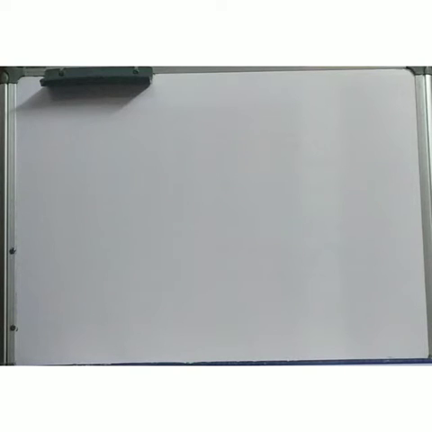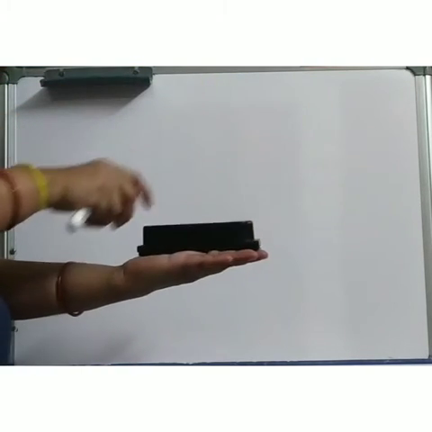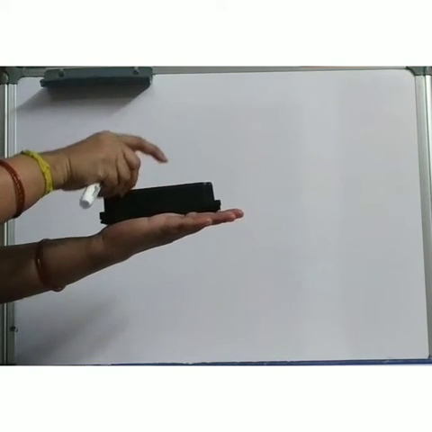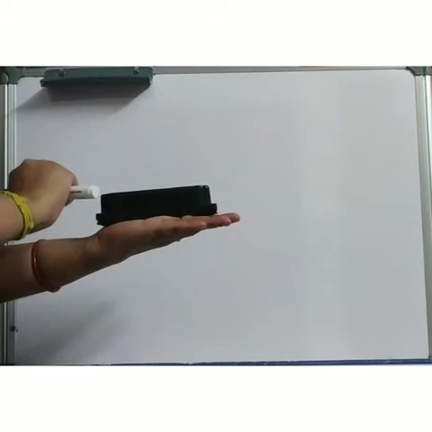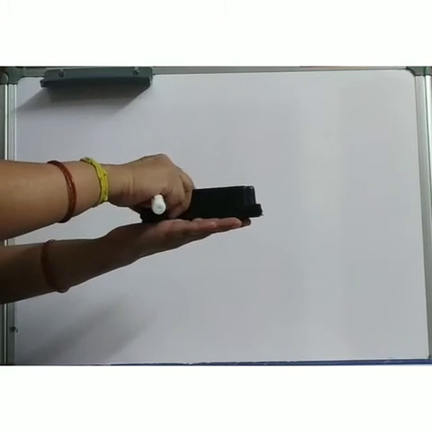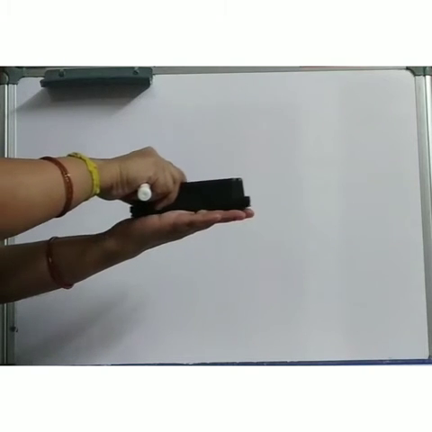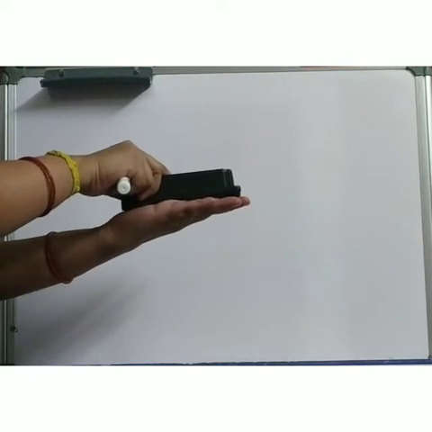Hi everyone. Today we are going to discuss work done by a force when it acts obliquely, in a slanting way. How to describe that? Suppose now this duster. You want to push the duster. If you push like this, the duster is moving like this. So this is the force. The displacement of the duster is happening in the direction of the force.